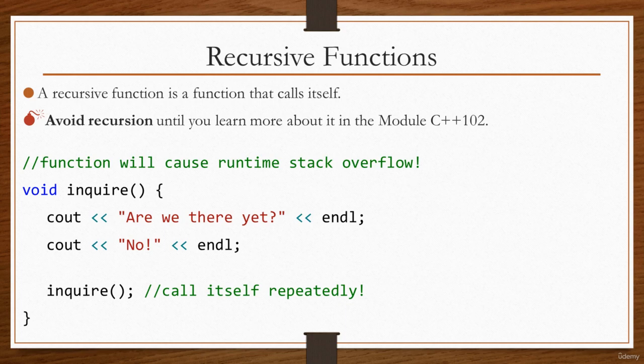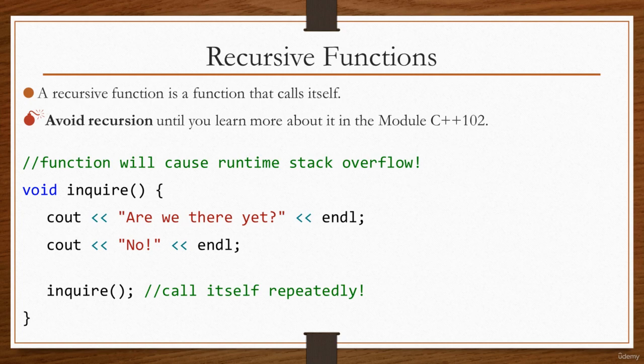What do you think is going to happen when you do that? Well, we call the function itself. It's going to do the console output statements, and then it's going to call itself again. But it's never going to return to the original caller, which is likely going to be the main function, whatever the calling function might be. This is similar to the infinite loop examples that I showed you in the iteration statements. There are ways of avoiding this, and recursive functions are actually very useful in C++, but it's best to avoid them until you learn more about them in the module C++ 102. I'm mentioning this here in case you run into issues.